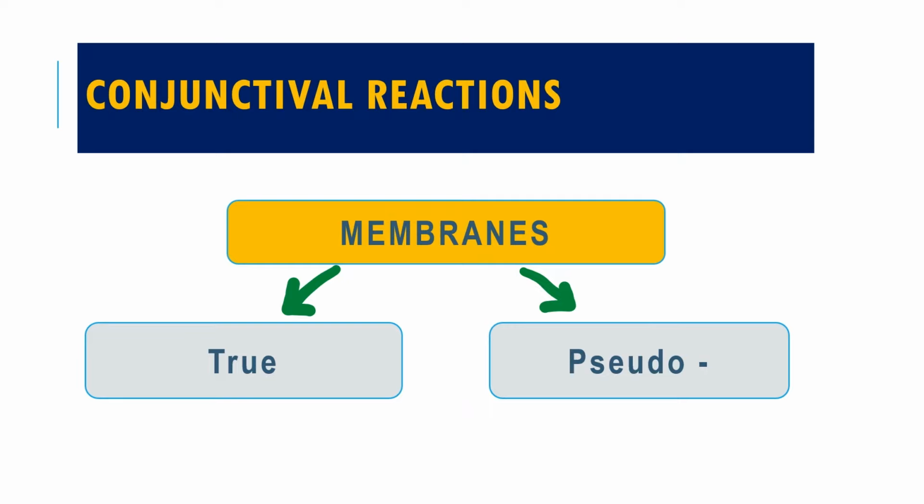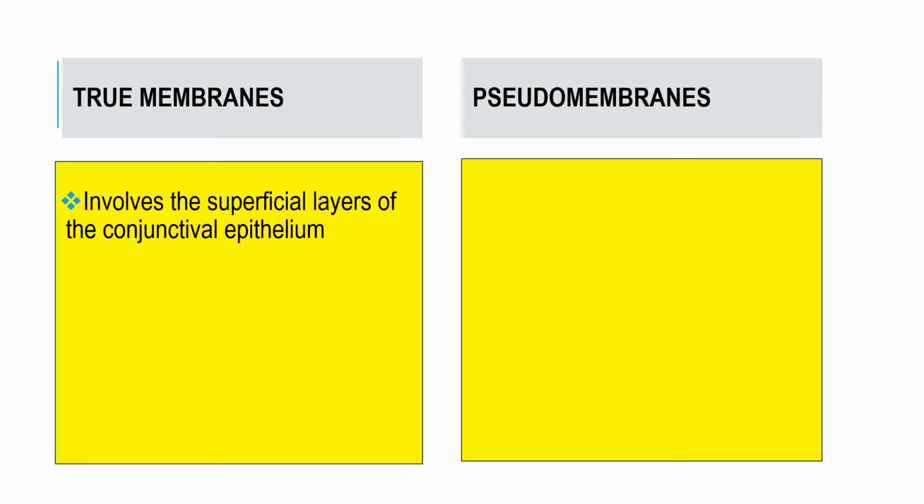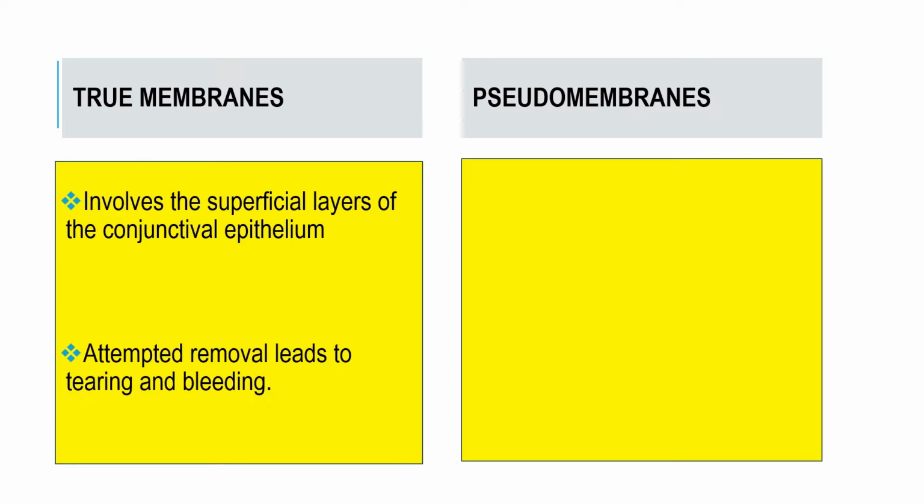Now, after we have studied papillae and follicles, let us go to membranes. In membranes, we have a true membrane and a pseudomembrane. The question is, how do you differentiate between them? First of all, what is a true membrane? A true membrane is a membrane that involves the superficial layer of the conjunctival epithelium. As the epithelium itself is involved, when you try to remove a true membrane, there will be tearing and bleeding, because the epithelium is separating from the underlying substantia propria.